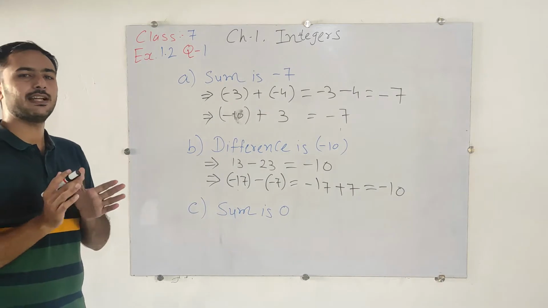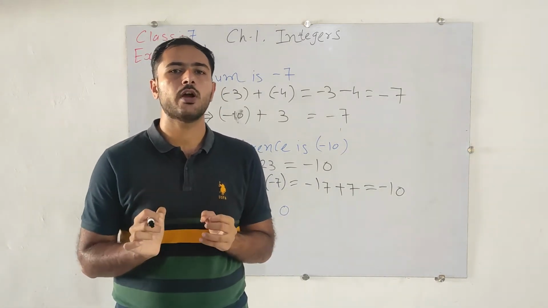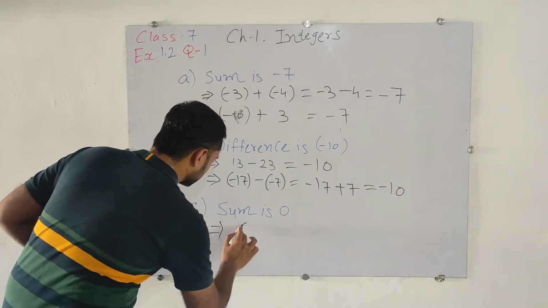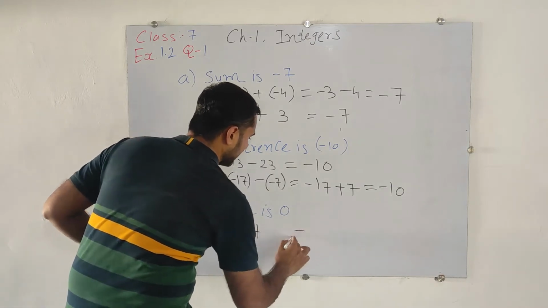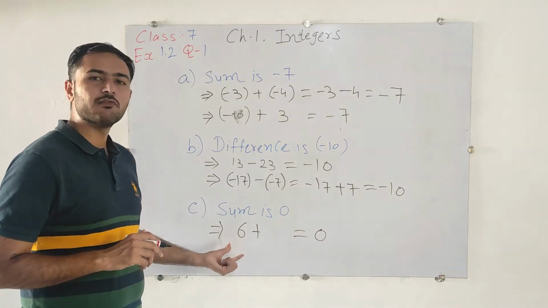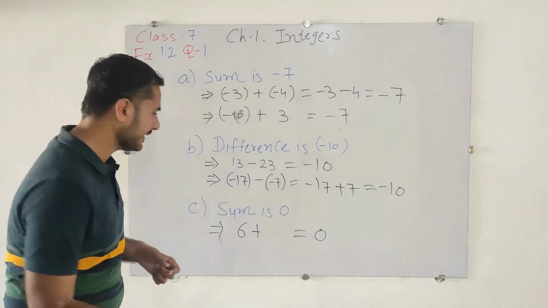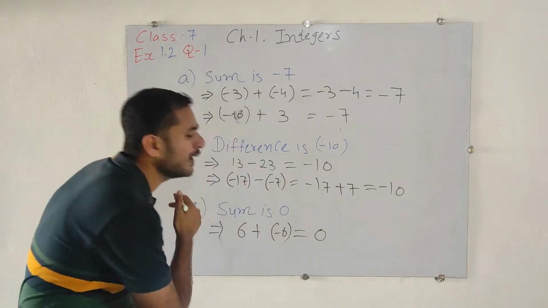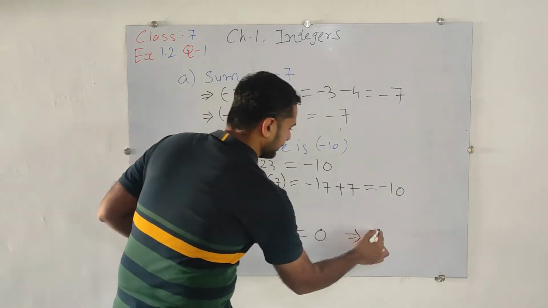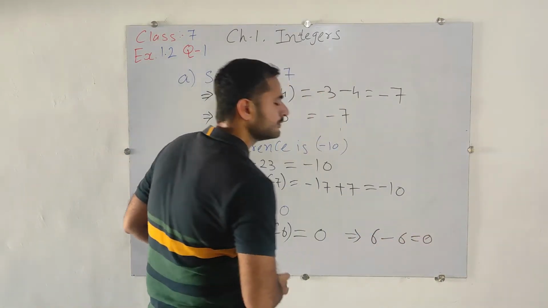That's really very easy. Whenever you want the sum to be 0 for any two integers, simply choose any number. Like I'm just going to choose 6, and I have to do addition, and if I want the answer 0, I just need to write the additive inverse of the number. Here it is plus 6, so the additive inverse of plus 6 is minus 6. So 6 as it is, plus minus 6, answer will be 0.